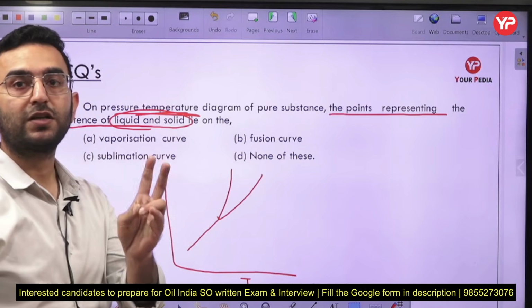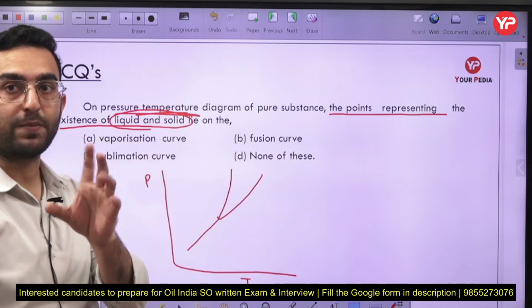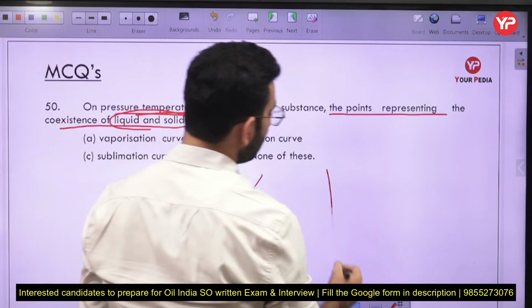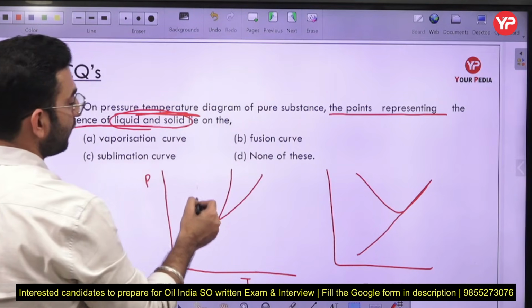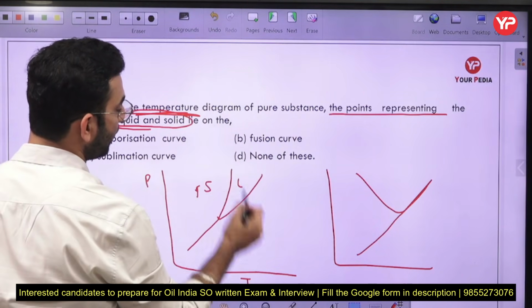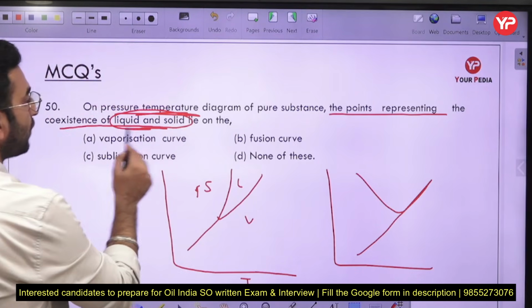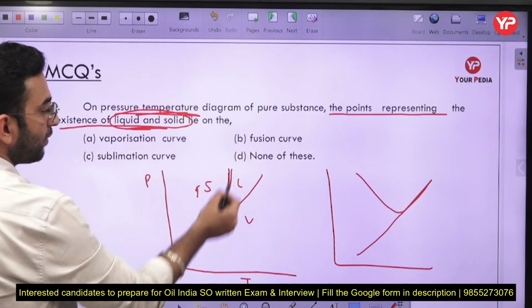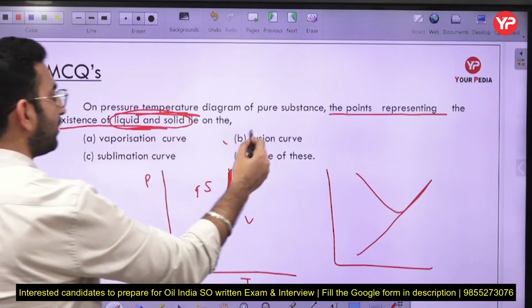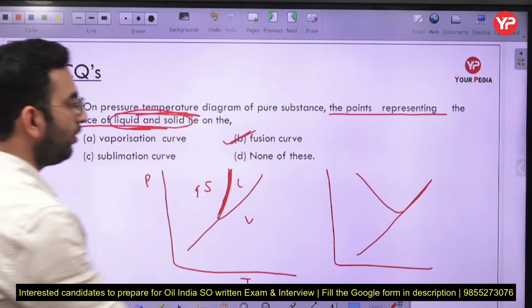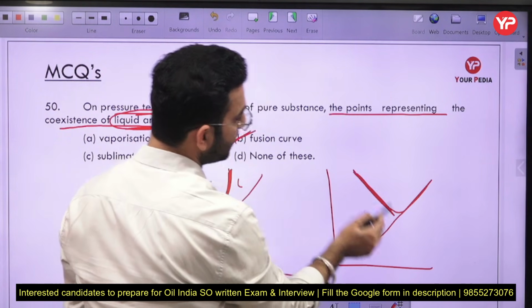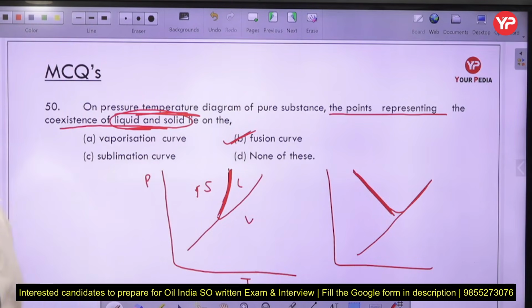and all the substances which expand during freezing, for example water, the graph is going to be like this one here. Now in this case, if you just see, here we have solid, here we have liquid, here we have vapor. Now liquid and solid, we are talking about this graph. So this is known as the fusion curve here. Option number B will be the correct answer. Now the fusion curve is going to be like this one here in this PT diagram for water.